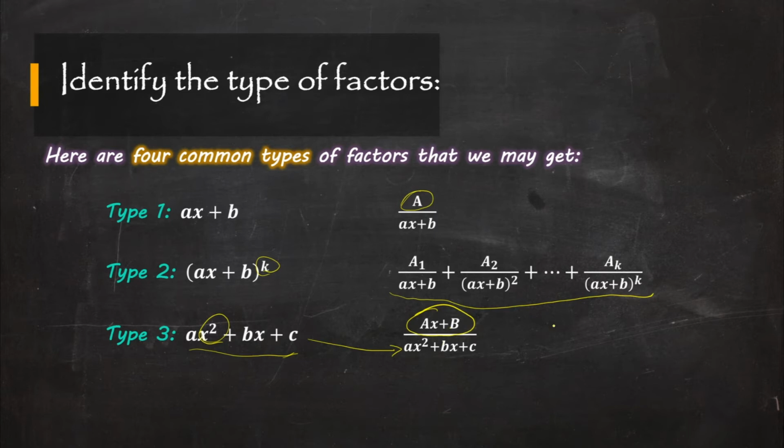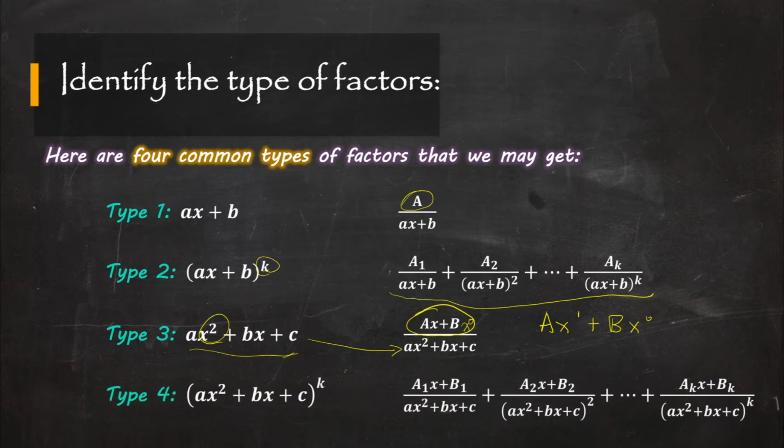It's not ax, because you have to keep going. You have the coefficient for the first power, and you still have to assume a coefficient for x to the power of 0, right? So it's like ax to the first and bx to the 0, right? So that's the expression for the type 3 factor.